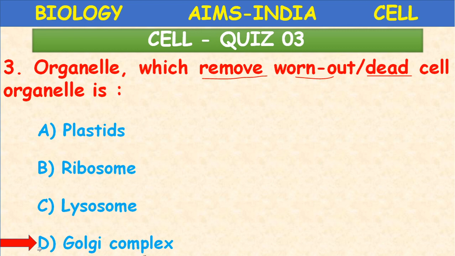Here the answer is wrongly mentioned. What is that structure? Lysosomes. The organelle which removes worn out dead cell organelles is lysosomes. That's why lysosomes are called suicidal bags of the cell. So, the correct answer is lysosomes.